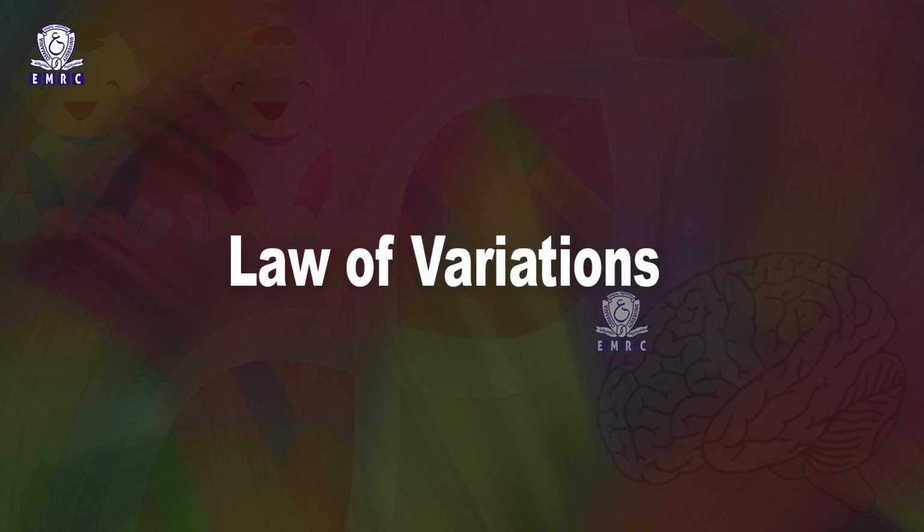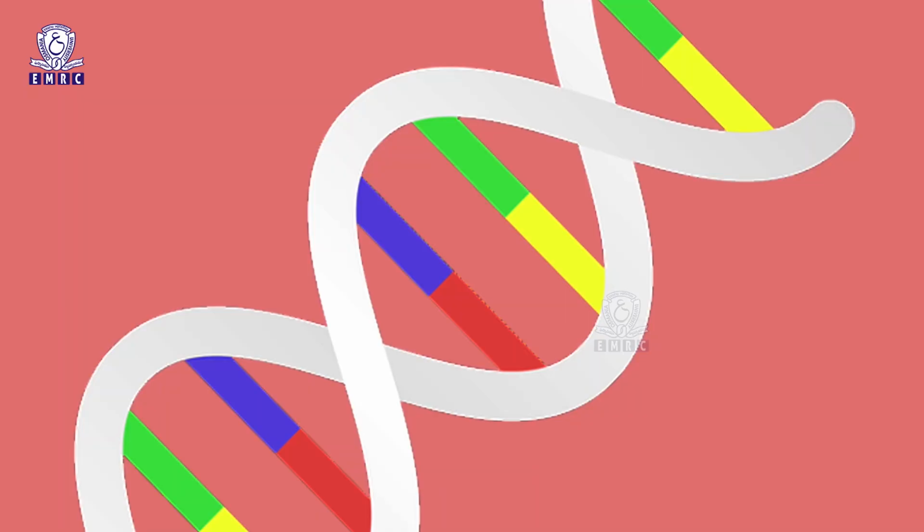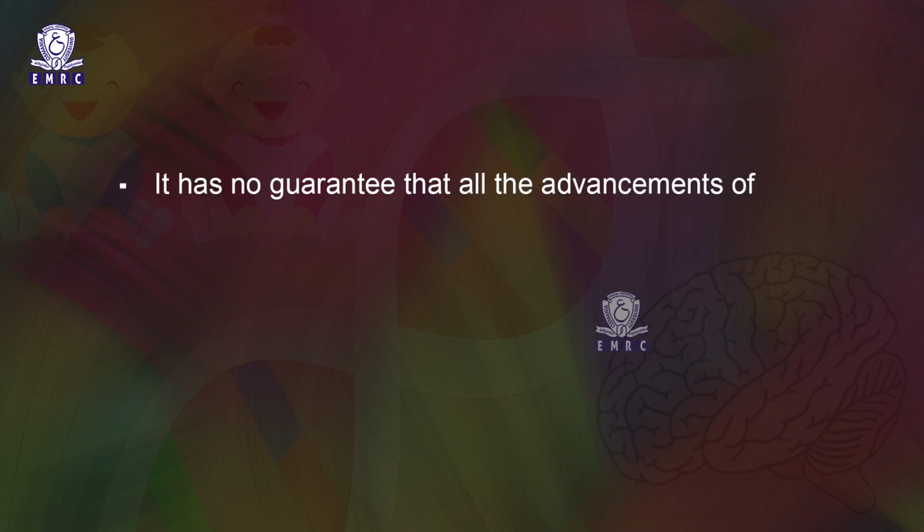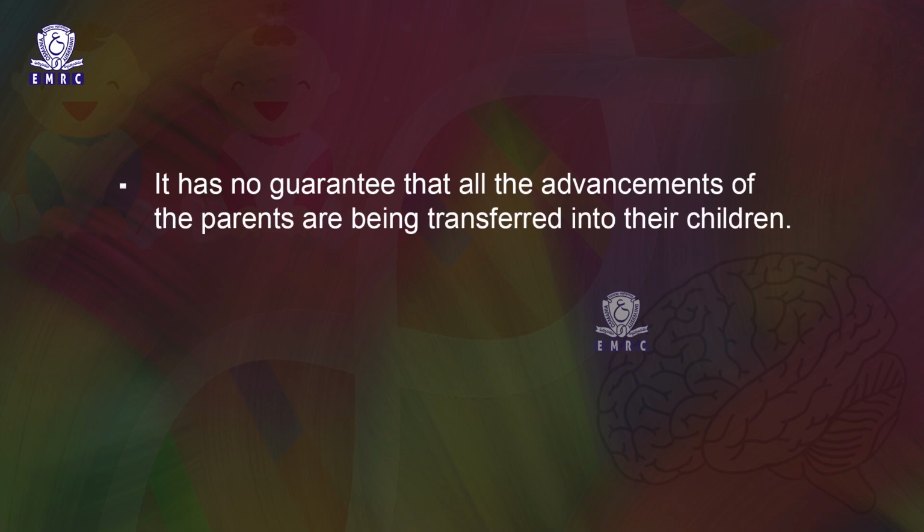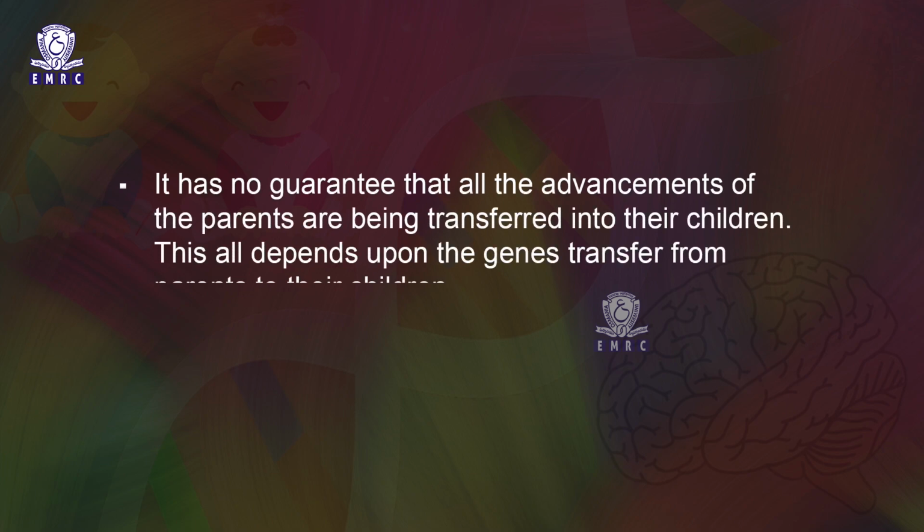Law of variations. Under this law, the offspring are genetically varied from their parents. There is no guarantee that all the advancements of the parents are transferred to their children. This all depends upon the gene transfer from parents to their children.